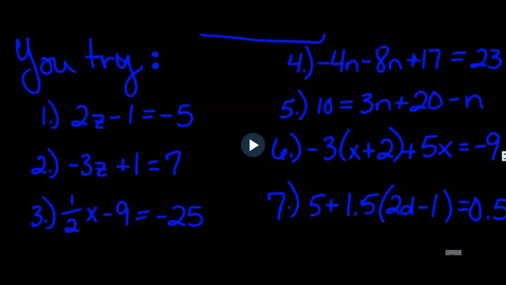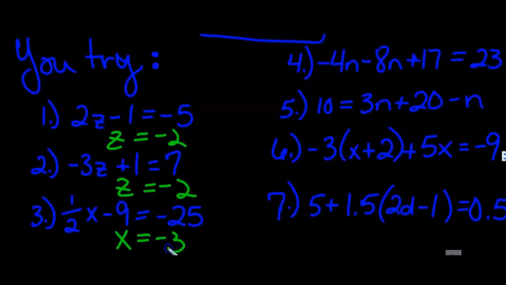Now that you've paused and tried these problems, let's go over the answers. For number 1, you should have gotten the answer z equals -2. For number 2, z equals -2 again. And for number 3, x equals -3. For number 4, you should have gotten n is equal to -1/2. Whether you write a fraction or decimal doesn't matter. And then number 5 is equal to -5.